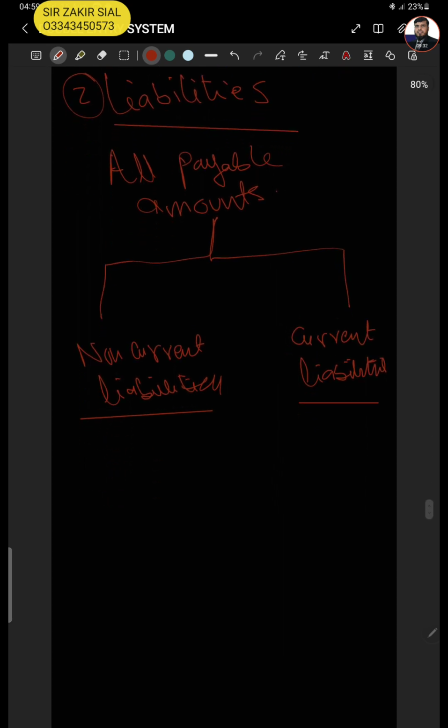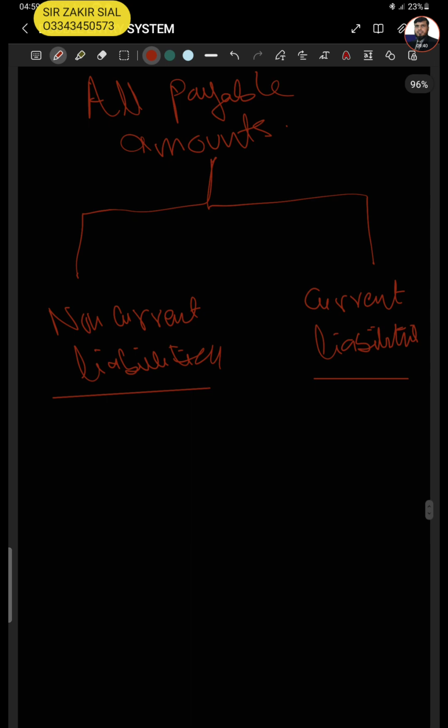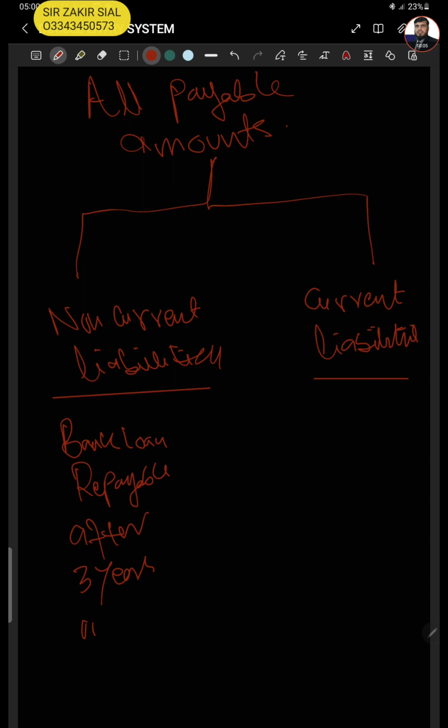Non-current liabilities are those liabilities which are payable for more than 1 year. These are not urgently due. We have time for the payment for more than 1 year, like a bank loan repayable after 3 years or 5 years.